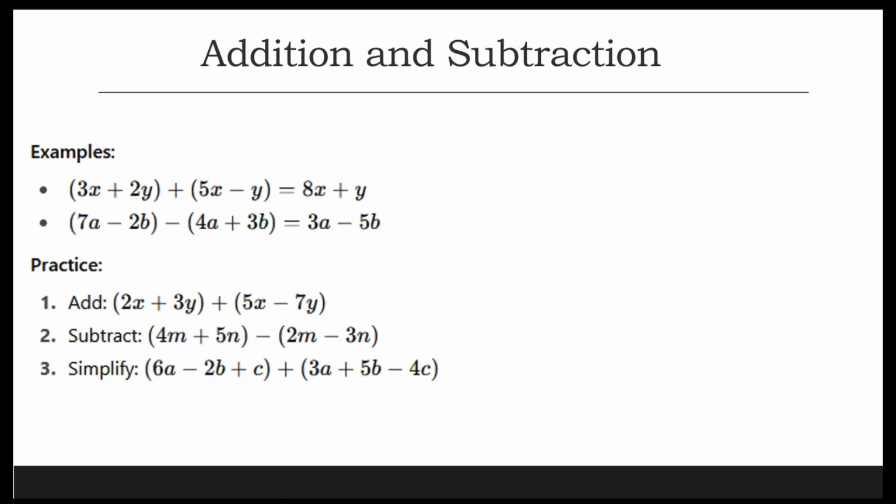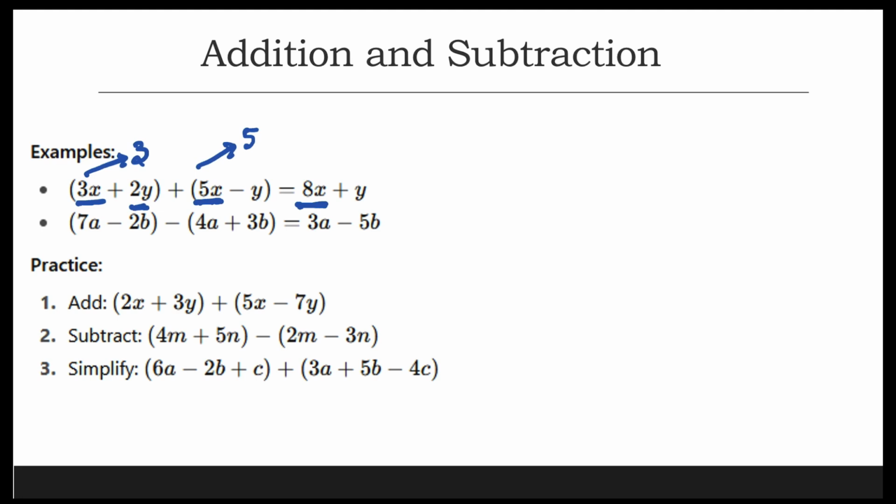Now, addition and subtraction of algebraic expressions. It's very simple. What we do is we first pick up like terms. So here 3x and 5x are like terms. In like terms, we will just add their coefficients. Here the coefficient is 3, here the coefficient is 5. So 3 plus 5, 8x.